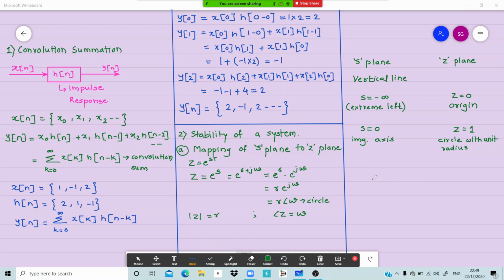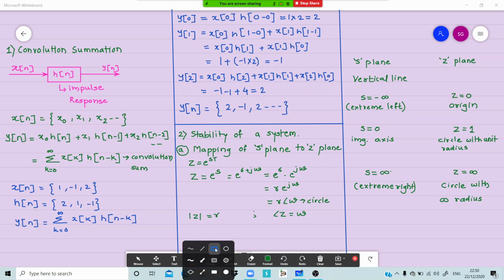Then the third thing is s is equal to infinity. That means extreme left, extreme right. Now in this case, what is going to happen? e raised to infinity, that means z is equal to infinite. So it will be a circle with infinite radius. I think this much is clear.